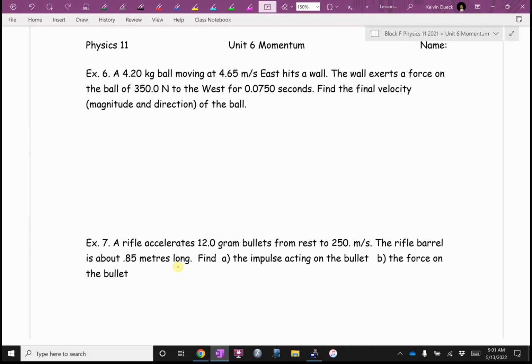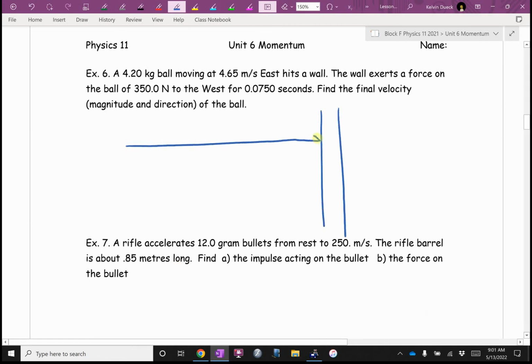A ball moving east hits a wall. The wall exerts a force on the ball. Find the final velocity. So I'm imagining, don't write this down, but as a picture, here's the wall. I'm imagining the ball hits the wall and bounces off. Is that okay? Here's what I really notice. I see the word east. I see the word west.